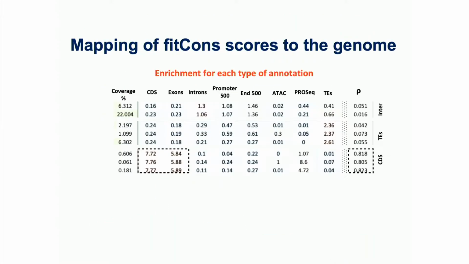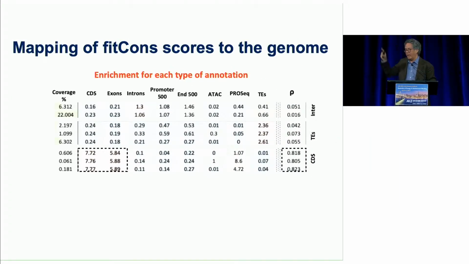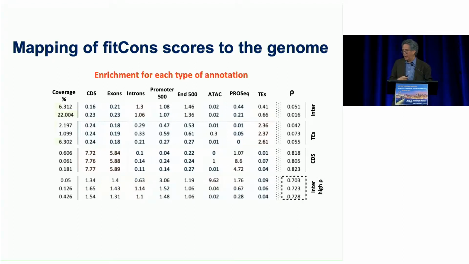This is coding sequence, again, high rho value. If you look at the dashed box on the left, you'll see high enrichment of coding sequence and exons in these classes, and the rho values are greater than 0.8. Again, something that we would expect. This is an interesting region. These are intergenic regions with a high rho value, okay?